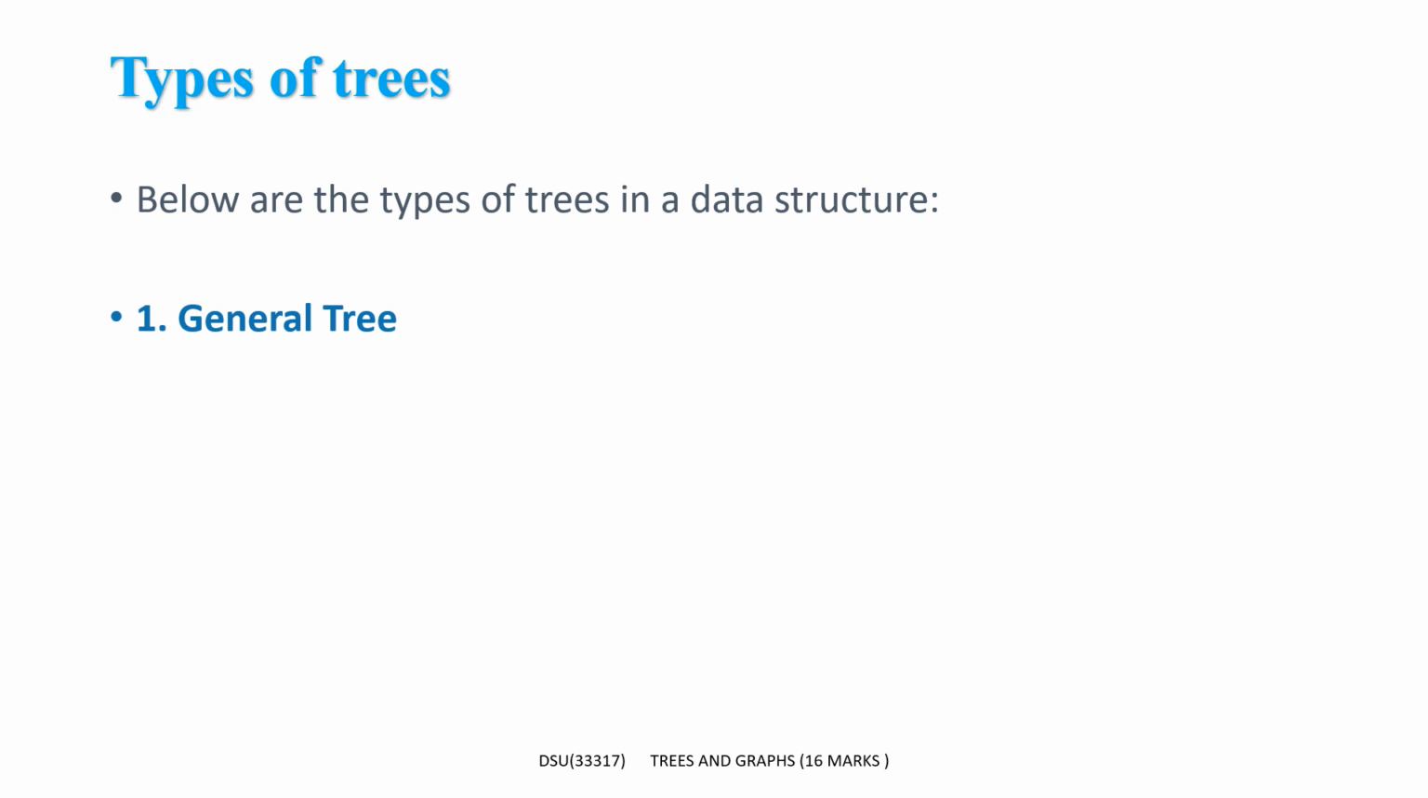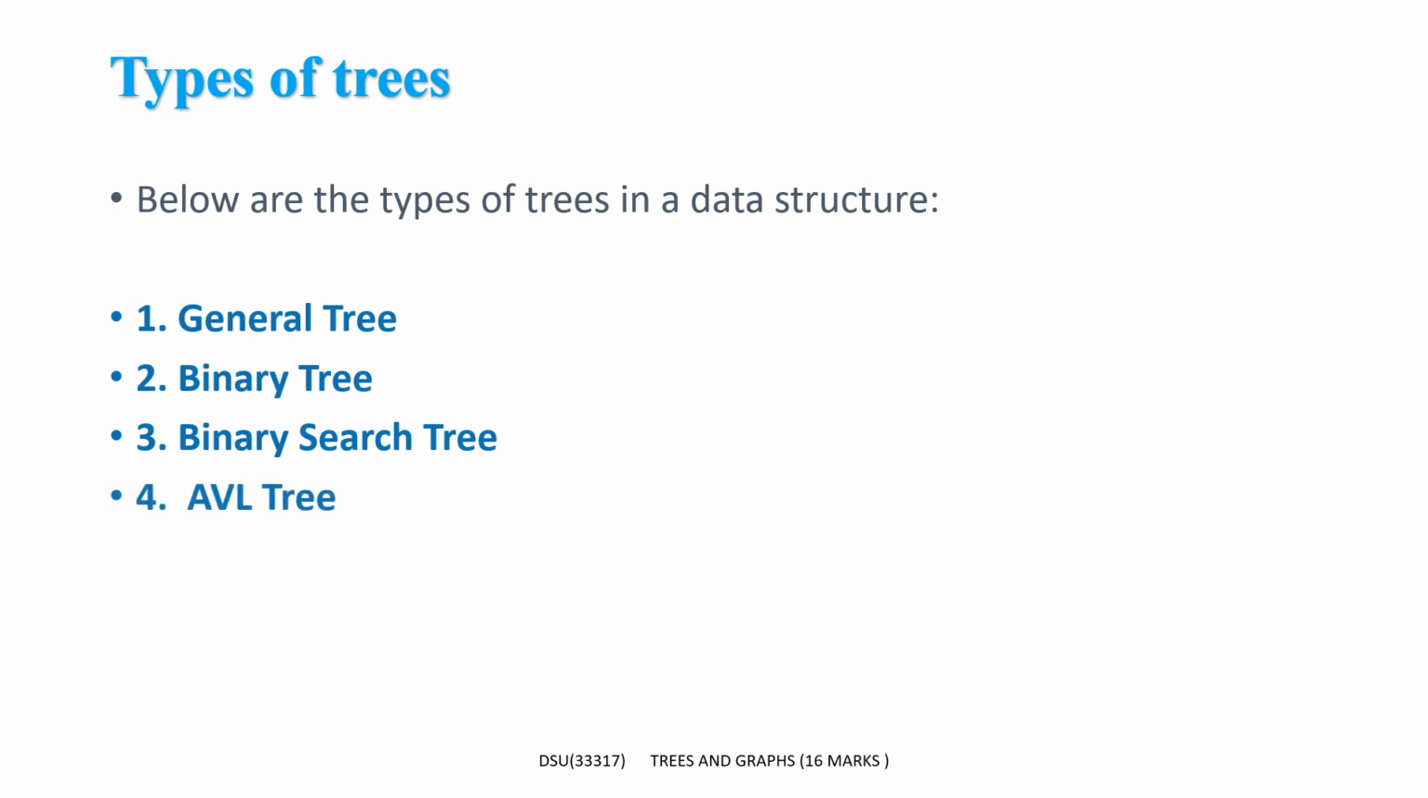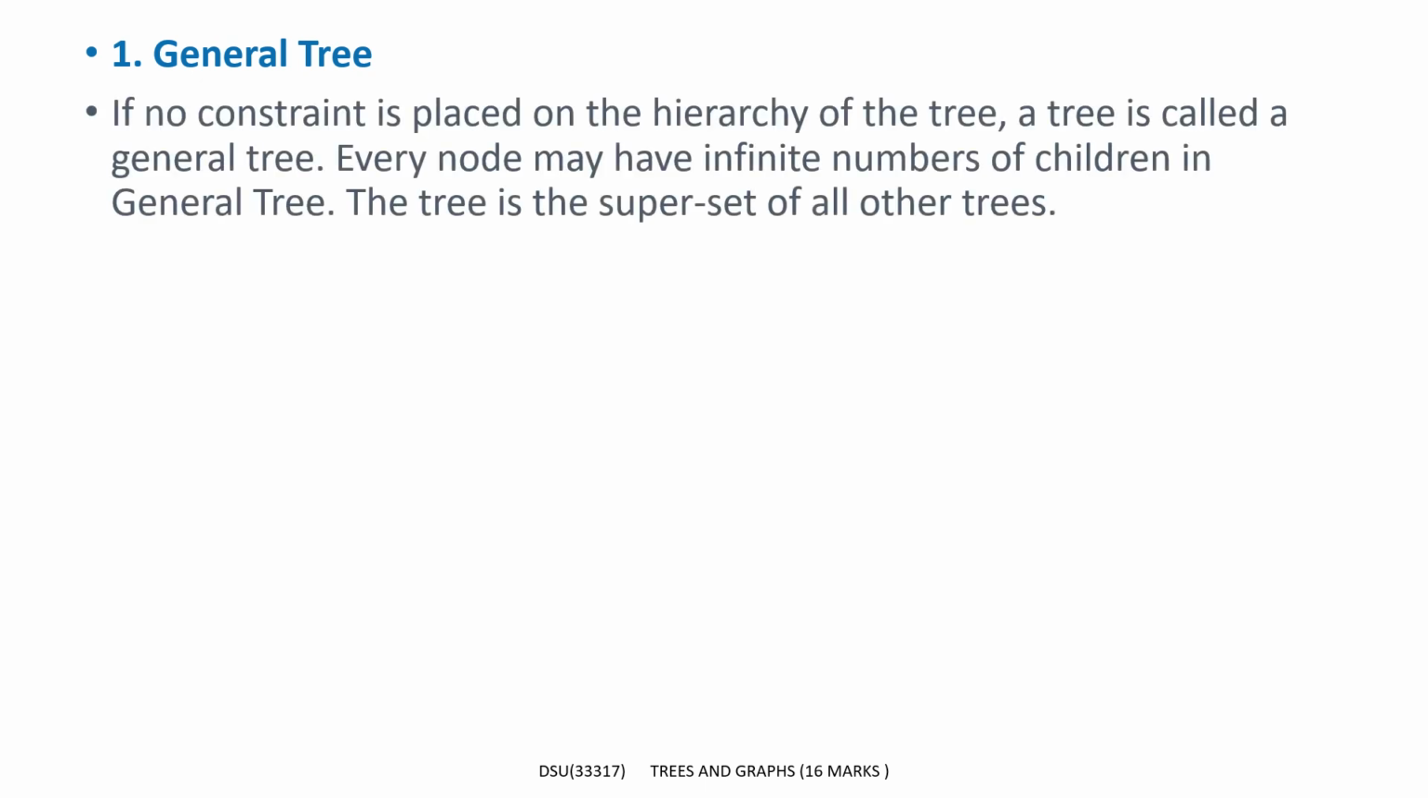See here, these are the types of trees: general tree, binary search tree, AVL tree, red-black tree, and array tree. Among these types, we will see some of these trees. First is the general tree.